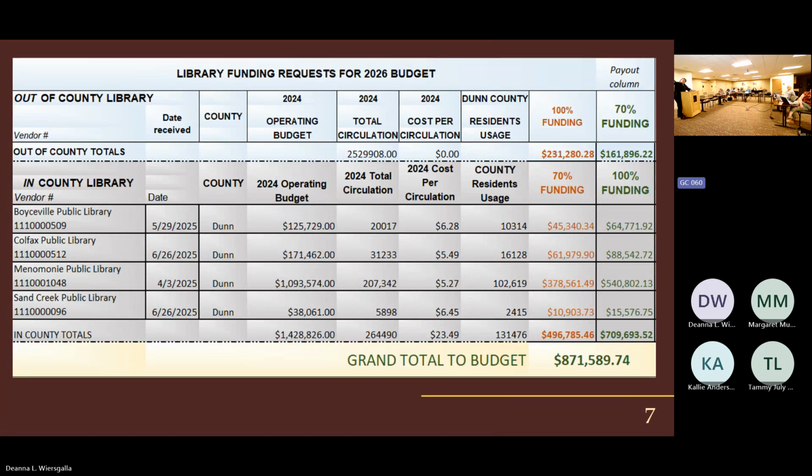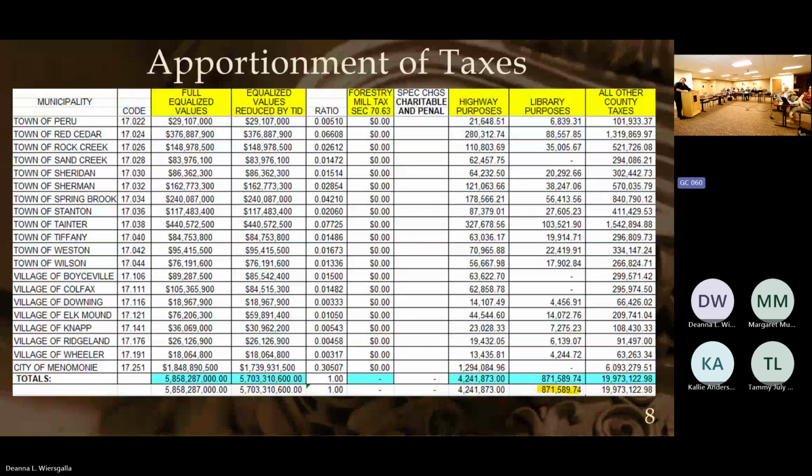So this is what we're looking at for the overall cost from last year. This was for the 2026 budget that was adopted. You can see our out-of-county totals at 70% was $161,896, and our in-county totals at 100% funding was $709,630. So a total of $871,000 was expended to provide library reimbursement requests in 2026. And then what we have to do is apportion out the taxes. This is the spreadsheet that dominates my entire life in November. It's super fun.